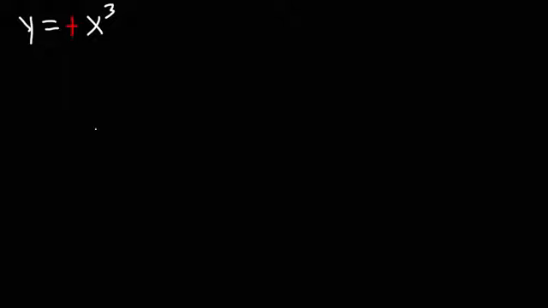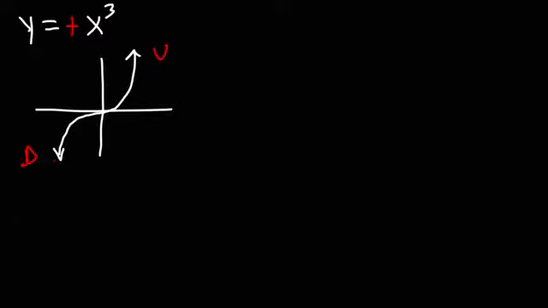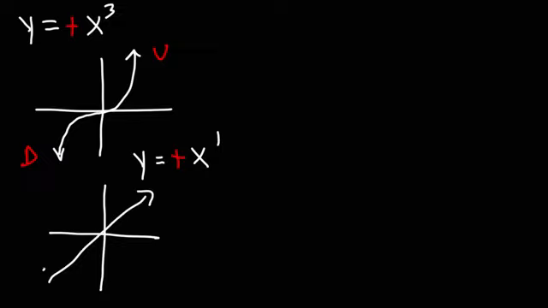So going back to positive x cubed, the end behavior is down on the left, up on the right. Now this is similar to y is equal to positive x to the first power. But this is going to be a straight line. But the end behavior is still the same. It's down on the left, up on the right.